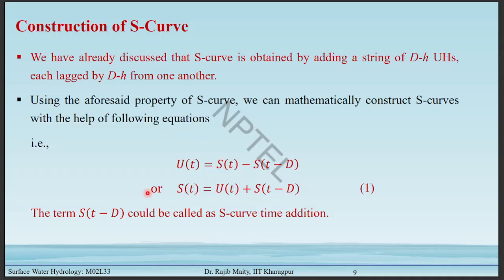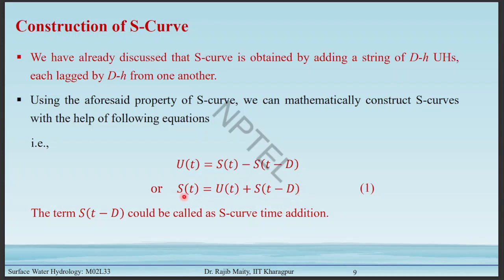So we have already discussed that the S-curve is obtained by adding a string of d-hour unit hydrographs, each lagged by d hours from one another. This can be summarized using the equation U_t = S_t - S_(t-d). Here S_(t-d) is nothing but the S-curve time addition. This equation can be rewritten as S_t = U_t + S_(t-d).